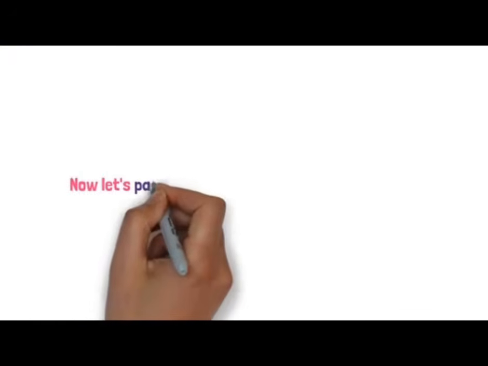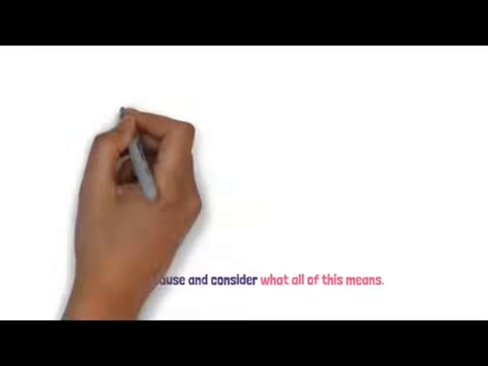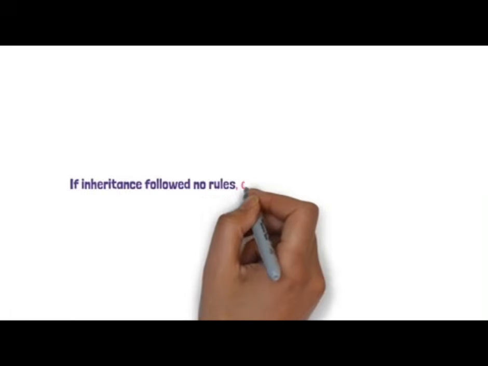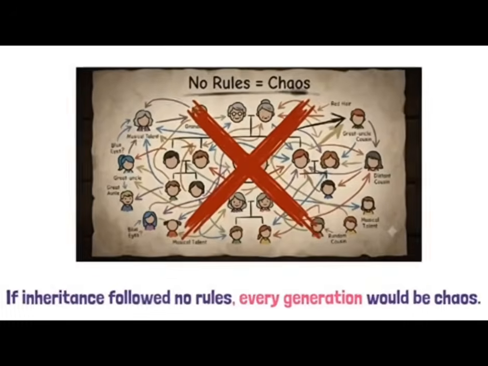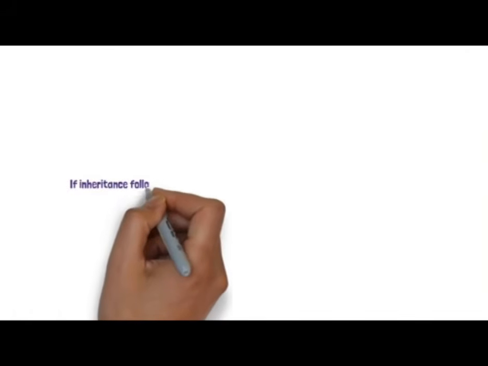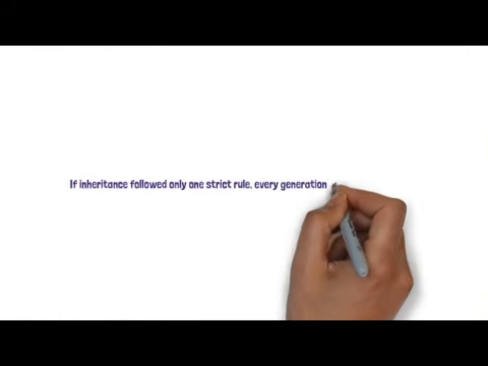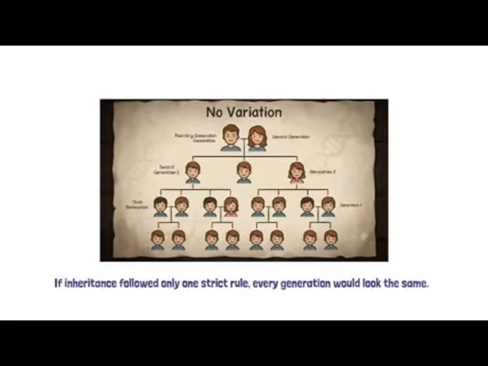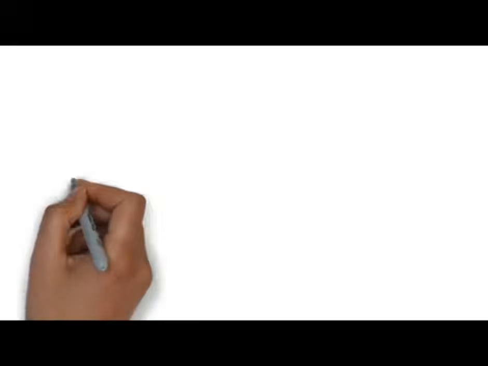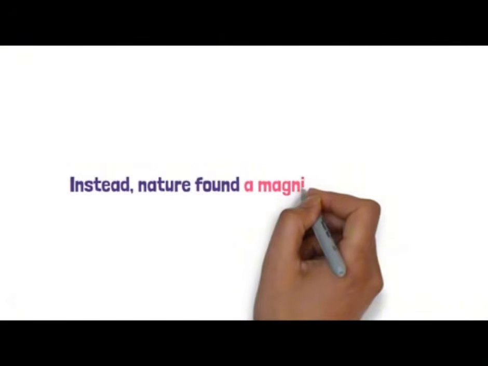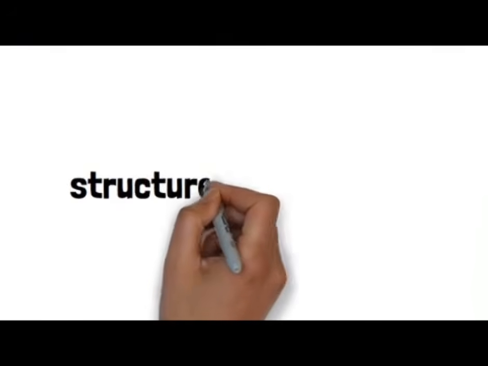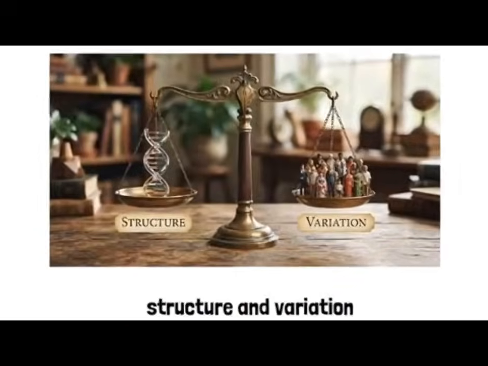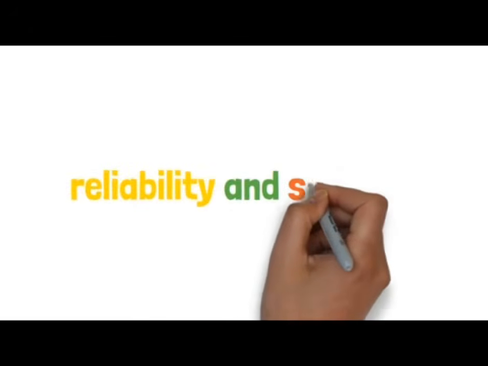Now let's pause and consider what all of this means. If inheritance followed no rules, every generation would be chaos. If inheritance followed only one strict rule, every generation would look the same. Instead, nature found a magnificent balance: structure and variation, reliability and surprise.